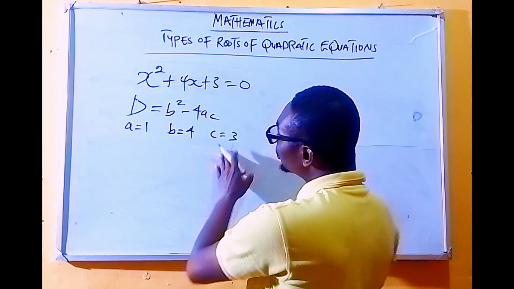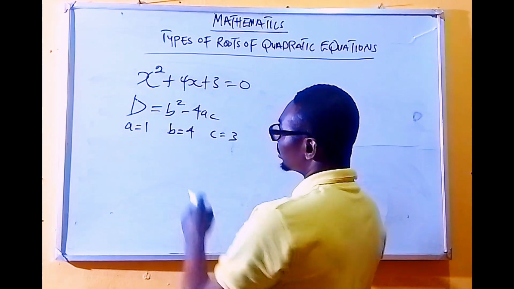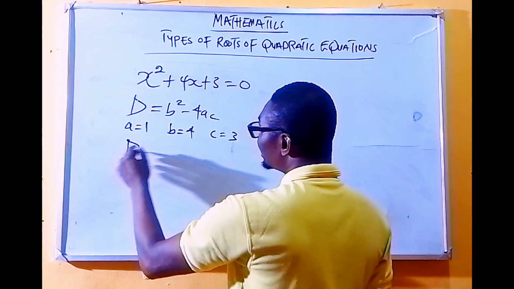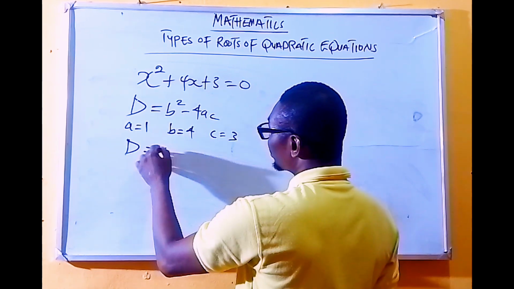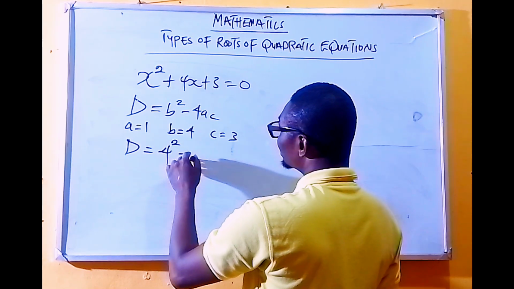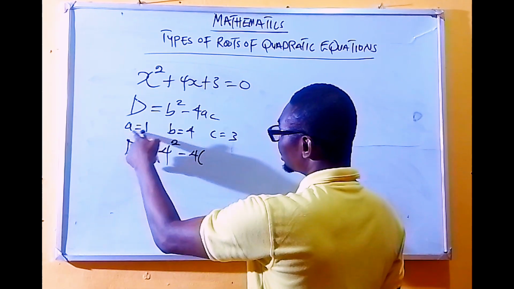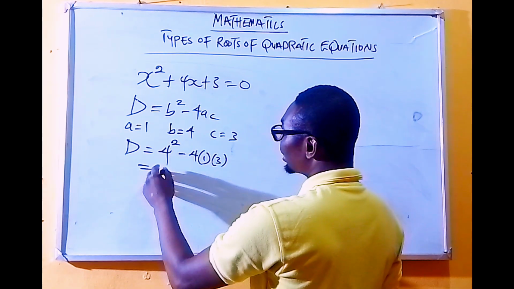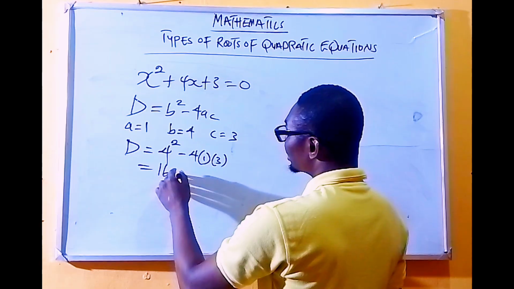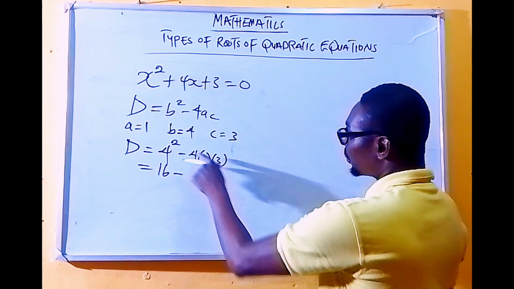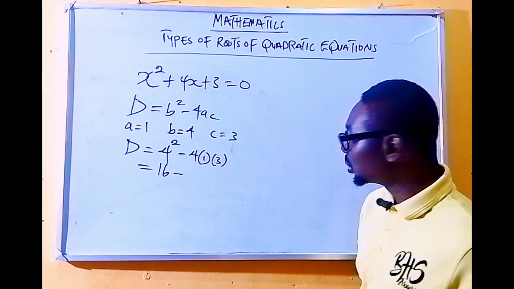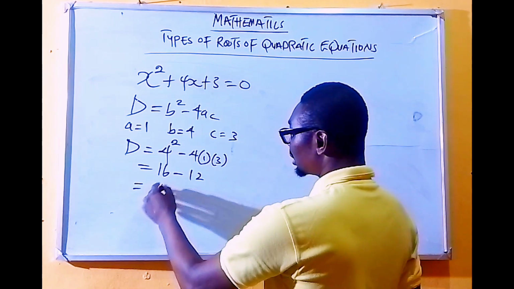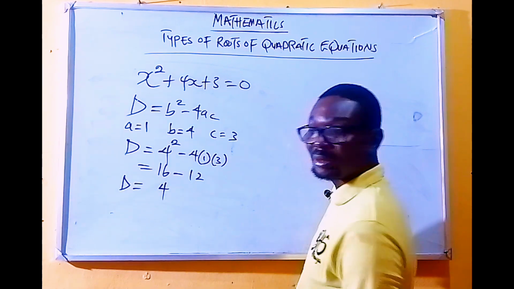Then you plug in the values into this discriminant, which is D is equal to, our b is 4, so 4 squared minus 4 times 1 times 3. By the time you simplify, 4 squared will be 16 minus 4 times 1 times 3 is 12. So we have minus 12. Therefore, 16 minus 12 is 4. Therefore, our D, which is the discriminant, is 4.